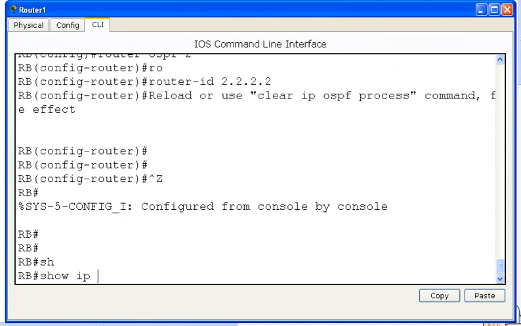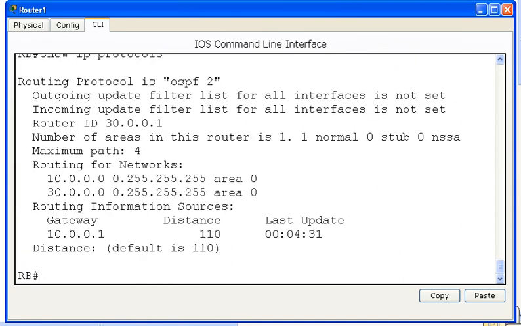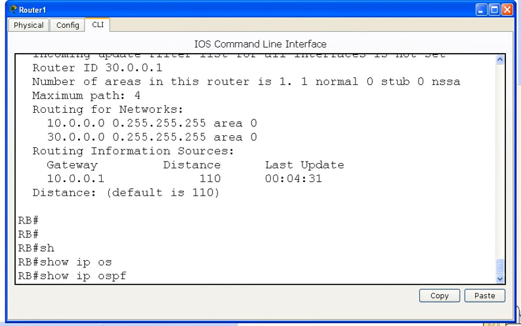What is the verification command? Show IP protocol. It says my router ID is 30.0.0.1. If there is no manual assignment of router ID, it will pick the loopback address. If I have two loopback addresses, the biggest loopback address. If there is no loopback address and no router ID configured, it will take the physical interface IP address, whichever is biggest. Now, we have a loopback address, so it has taken the loopback address as the router ID, and this is the administrative distance.